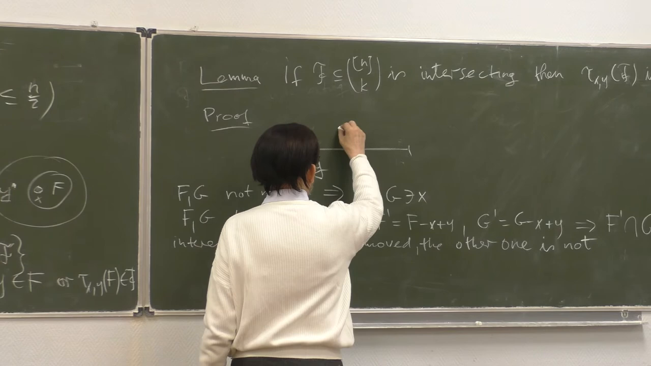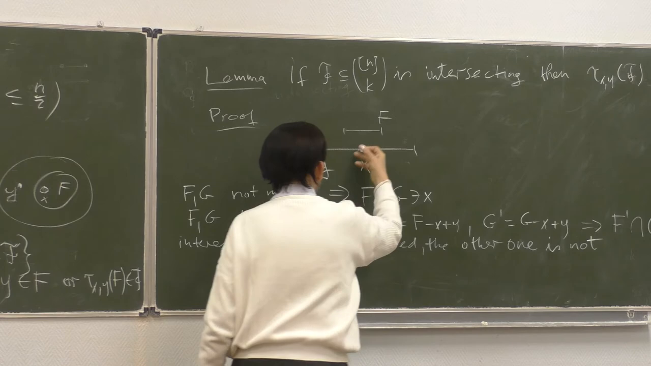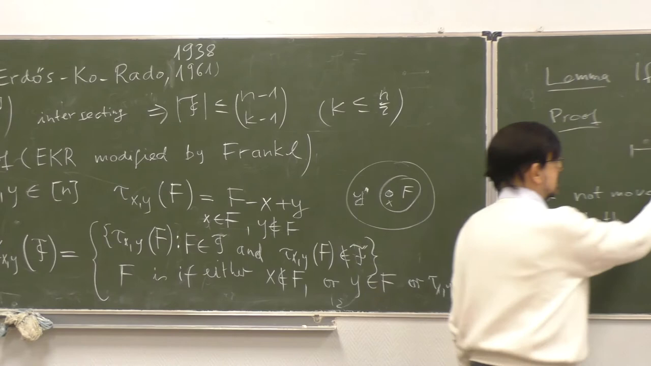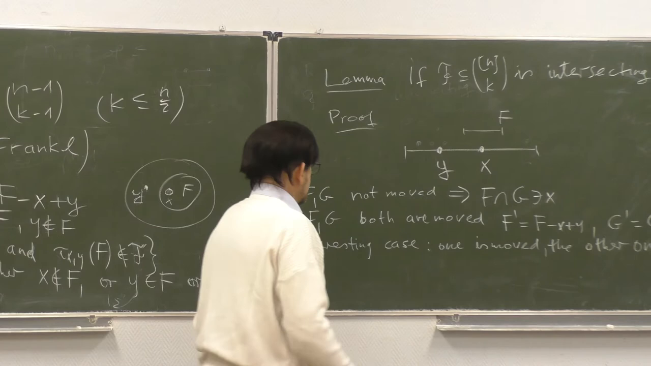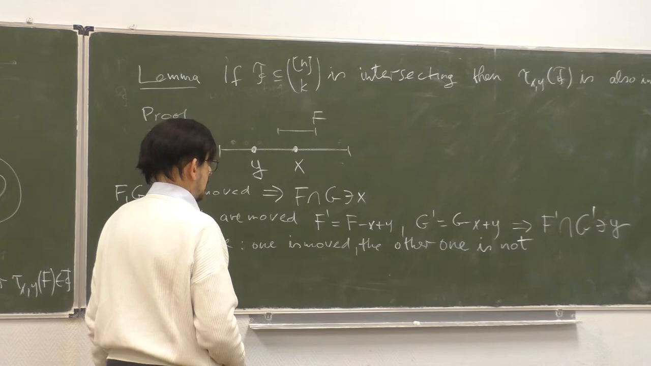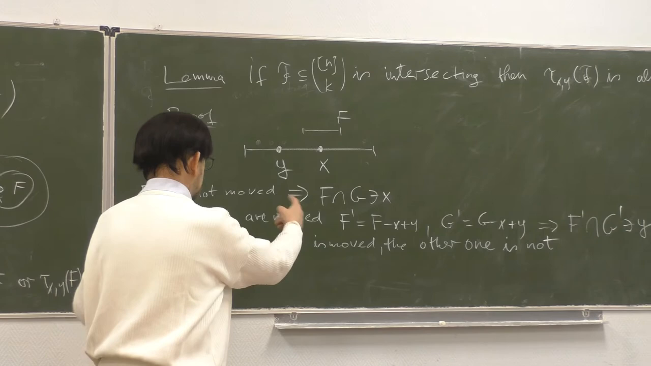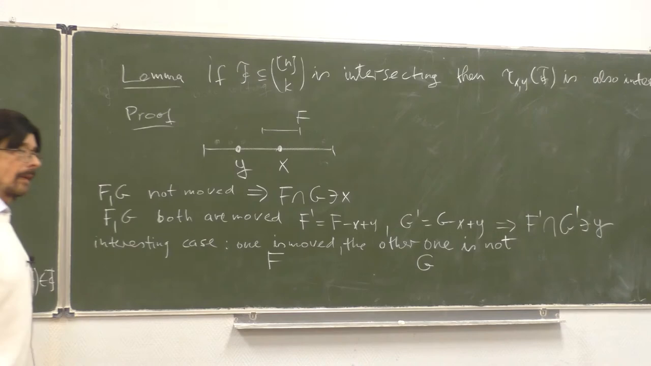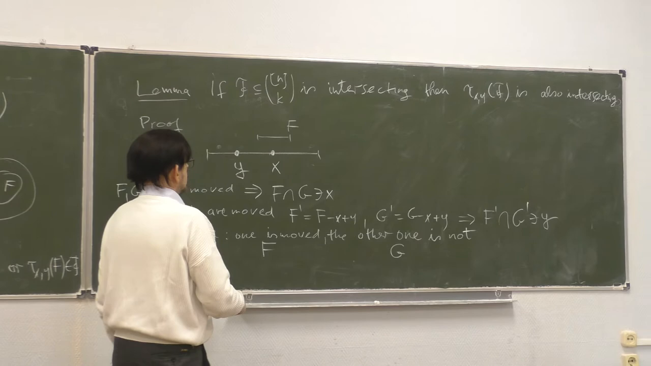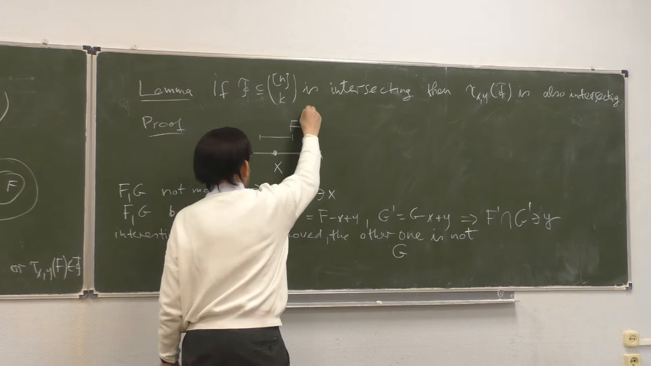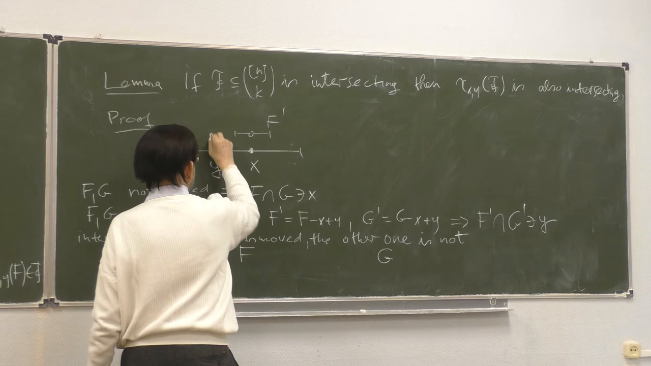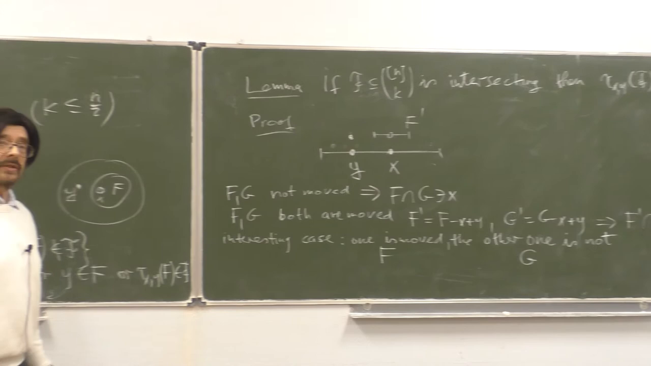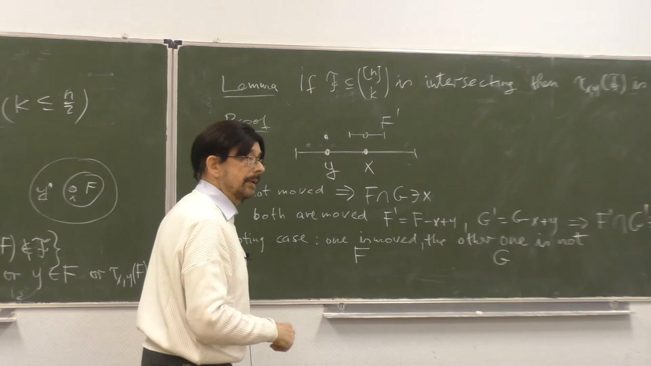So we have F here, it's moved, so it must satisfy these two conditions. So X is in F, Y is not in F. And G is not, I'm sorry, I didn't write which one. So F is moved and G is not. So from F we get this F prime, which looks like this. And G is not moved.